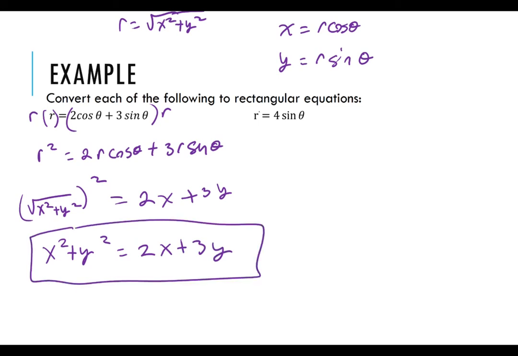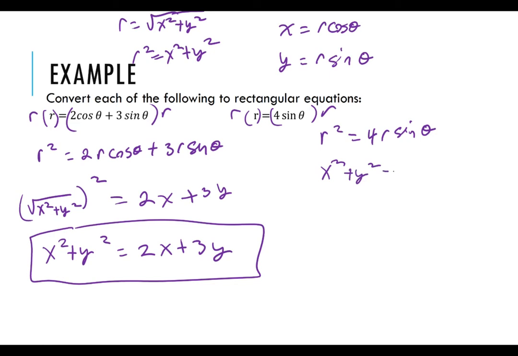If I have r is equal to 4 sine theta, play the same trick, multiply both sides by r. Then I get that r squared is equal to 4r sine theta. Notice that r sine theta is y, and r squared is, well, if you want, you could rewrite that as r squared is equal to x squared plus y squared to save a step, and then that's going to be x squared plus y squared is equal to 4y. And so there we are.